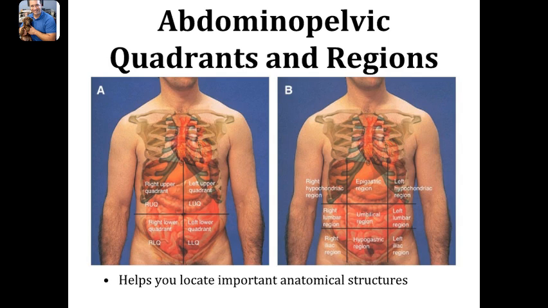It's pretty simple. There's a right upper quadrant, left upper quadrant, right lower quadrant, and left lower quadrant, as in the appendix is located in the right lower quadrant, or the stomach is located in the left upper quadrant. So that's the simplest one. And then figure B, and we're going to be asking you some questions on this, so it's important that you know it, and it's the more difficult one, of course.